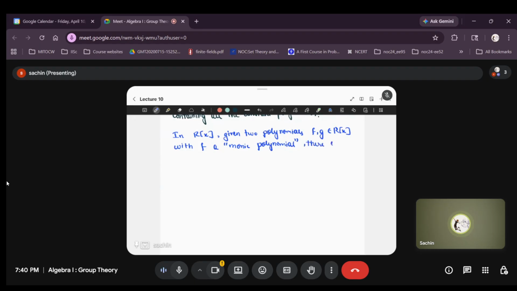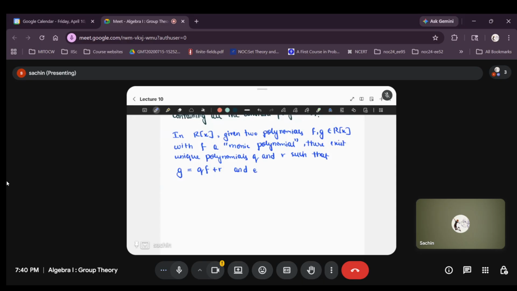There exist unique polynomials q and r such that g can be written as q into f plus r. That is, you divide g by f.